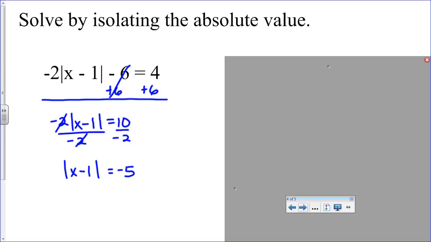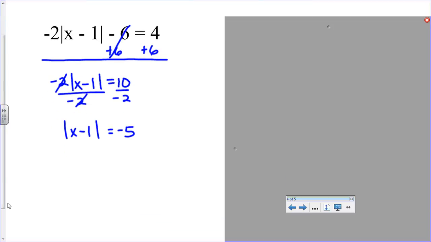Now, this is going to be no solution because this is negative. But let's say we forget, and we don't notice that, and we set up two equations. All right, so x minus 1 equals -5, or x minus 1 equals +5. So x equals -4, or x equals 6. So let's say that's where we are.